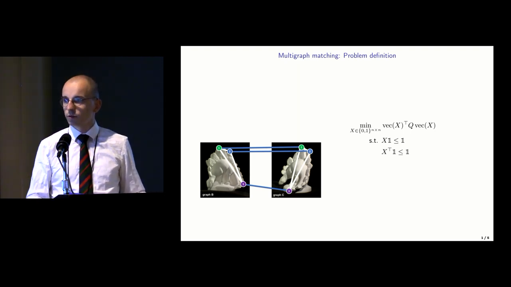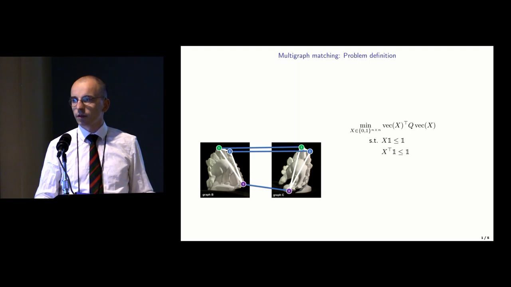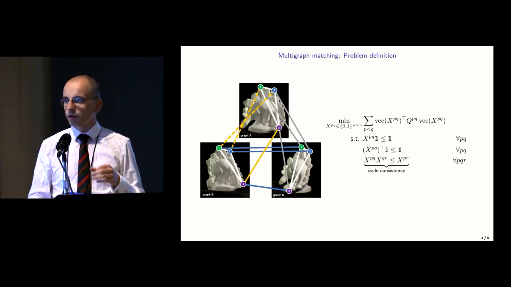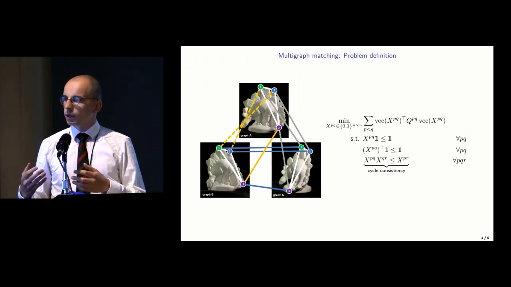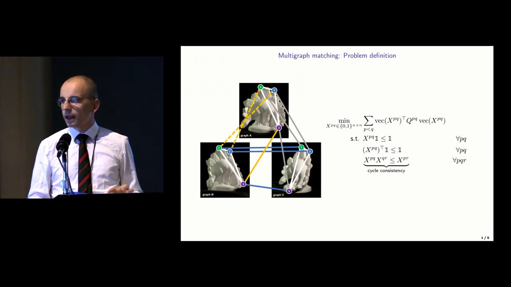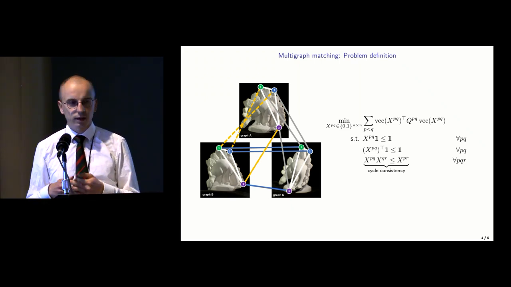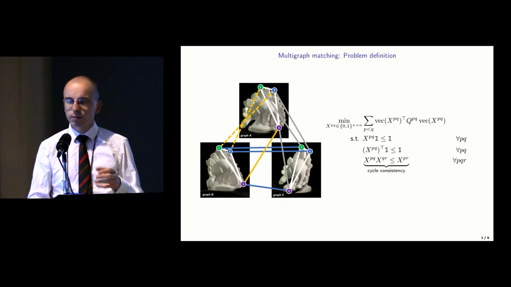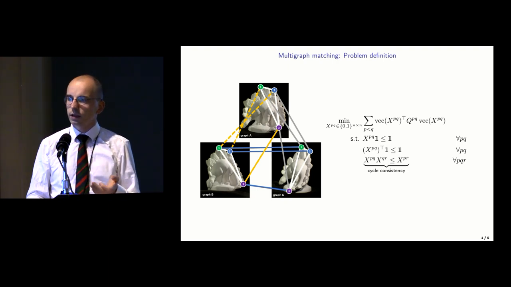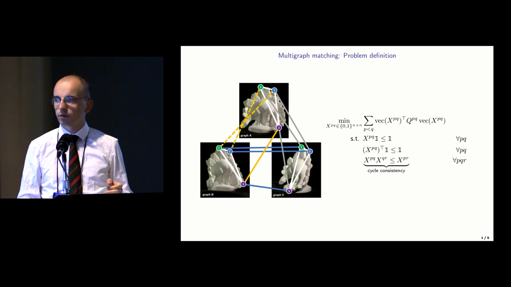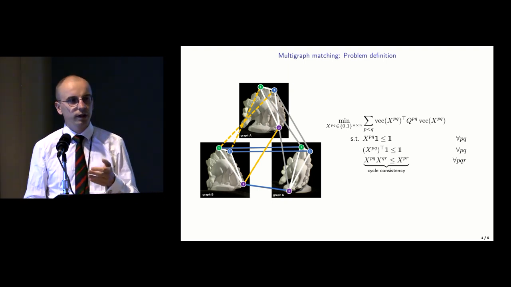Now, the graph matching problem can be generalized to more than two graphs. This, then, is the multigraph matching setting. Here, if we introduce a third graph, but we can do more, then we have a quadratic number of matches between each pair of graphs, and we can phrase it as a collection of graph matching problems, but the notion of cycle consistency arises. For example, if we look at node 3 in graph A, it's matched to node 3 in graph B, which in turn is matched to node 3 in graph C, and that is matched back to node 3 in graph A. So this is a cycle consistent match.